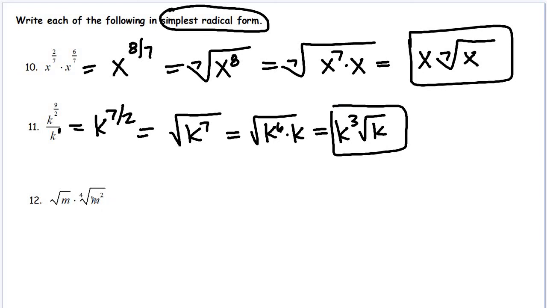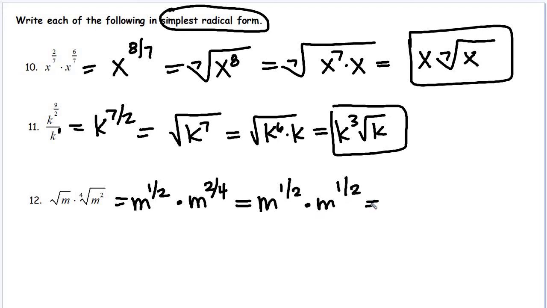So here, again, these have two different indexes, so we can't just multiply them the way they sit. So we're going to change this to exponential form. So m to the power of 1 divided by 2. Remember, if there's no index, it's an understood 2 times m to the power over the index. So the first thing that I notice is that this will simplify. So I'm going to do 1/2 to the 1/2. Now when we multiply two like bases, we add their exponents. So that would be m to the 1, which is just simply m.